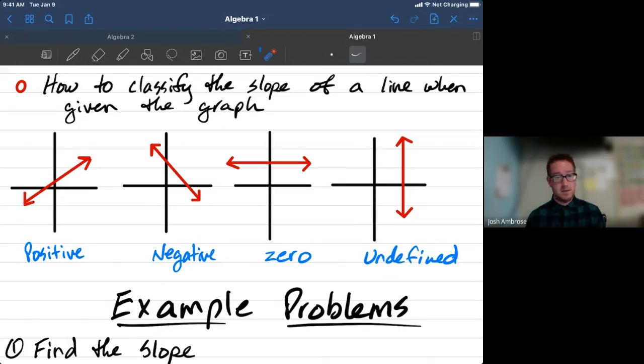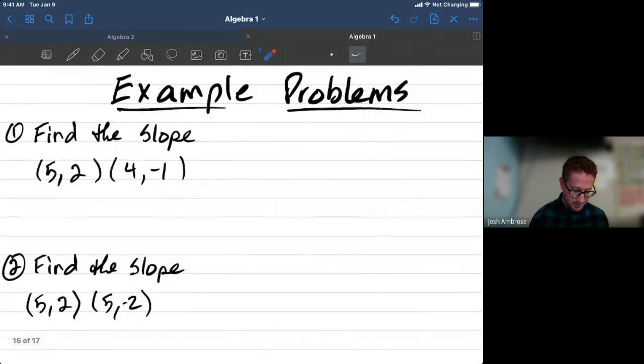They are not the same thing. All right, let's do some example problems. Here we go. So let's start.